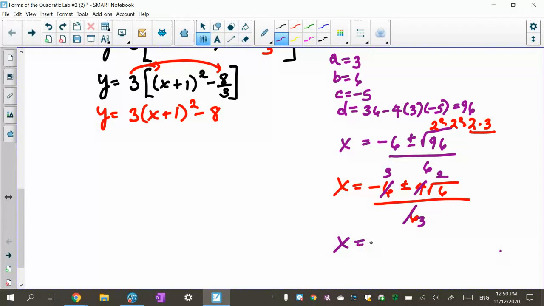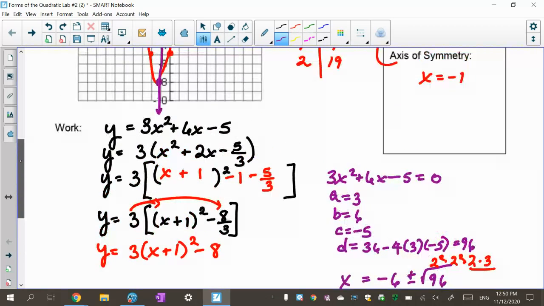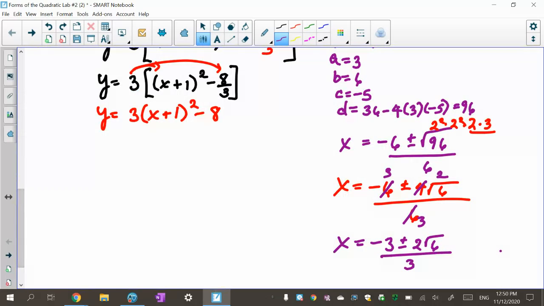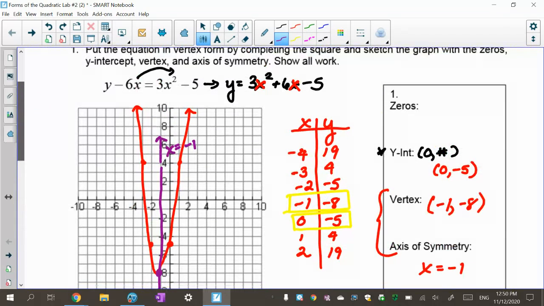Then I can divide all the outsides by 2. So x equals -3 plus or minus 2 radical 6 all over 3. And that's all you can do to simplify that. So I'm going to come up here and put it right here. Sorry about that, folks. x equals -3 plus or minus 2 radical 6 all over 3. Okay?